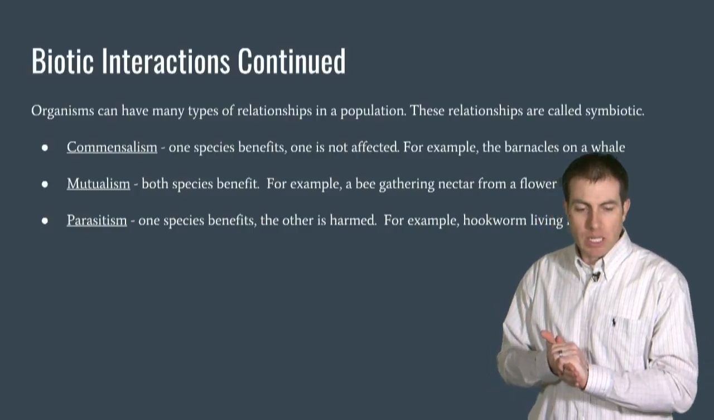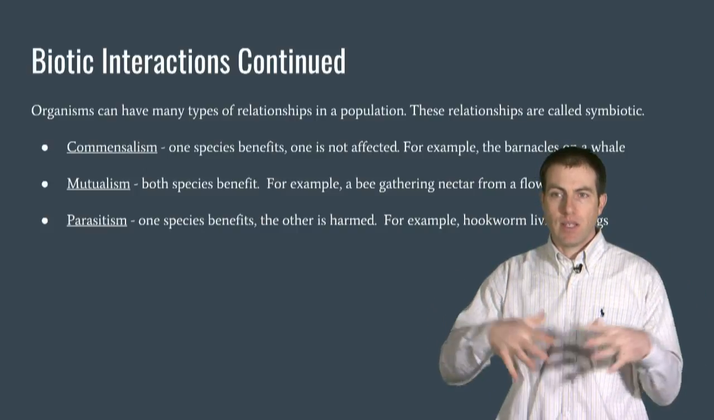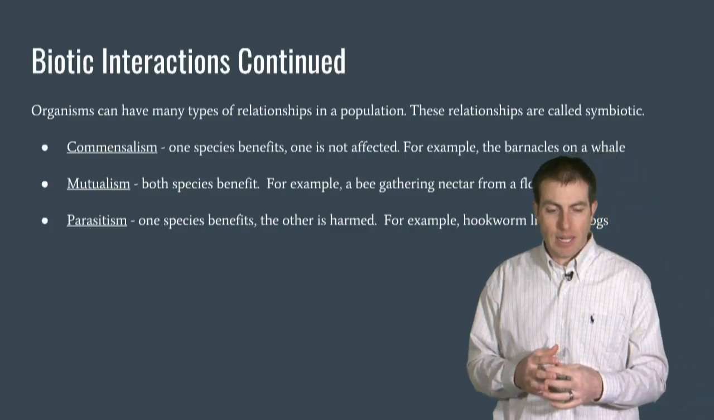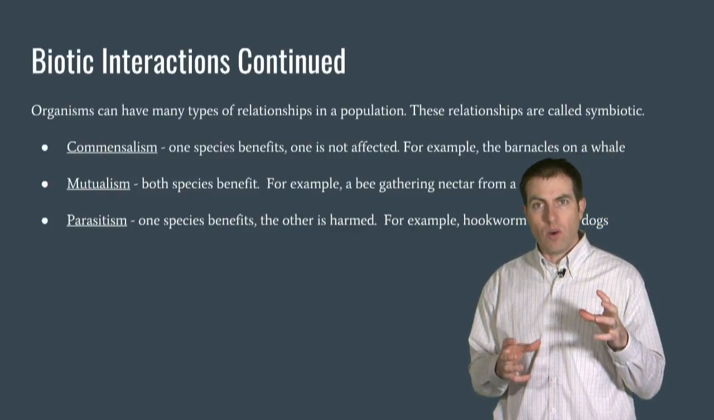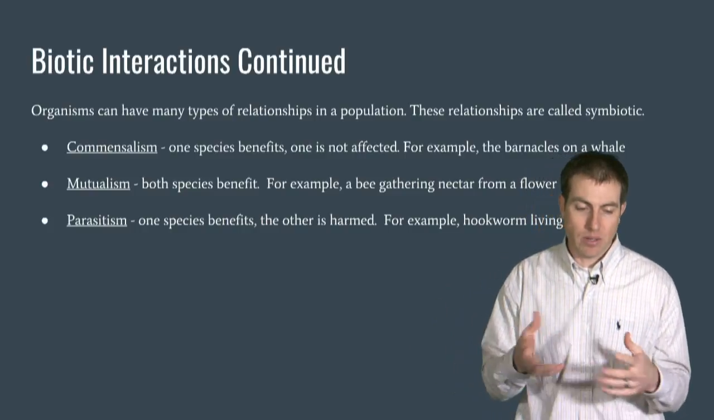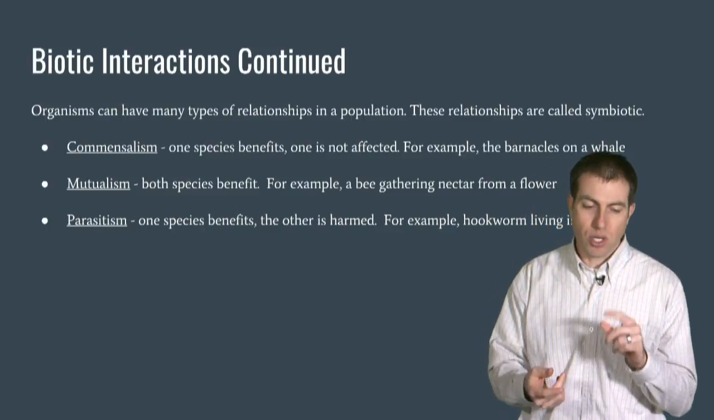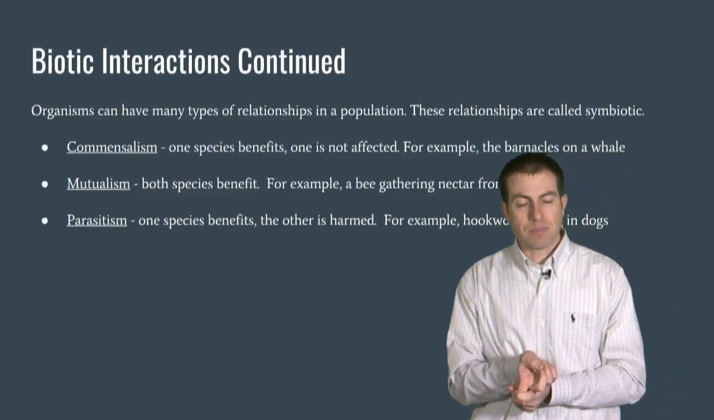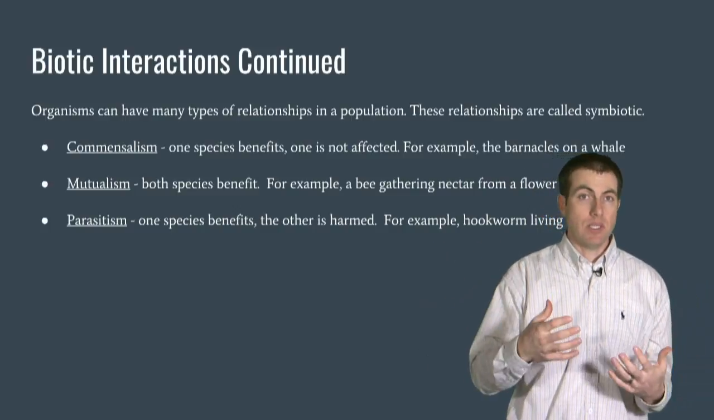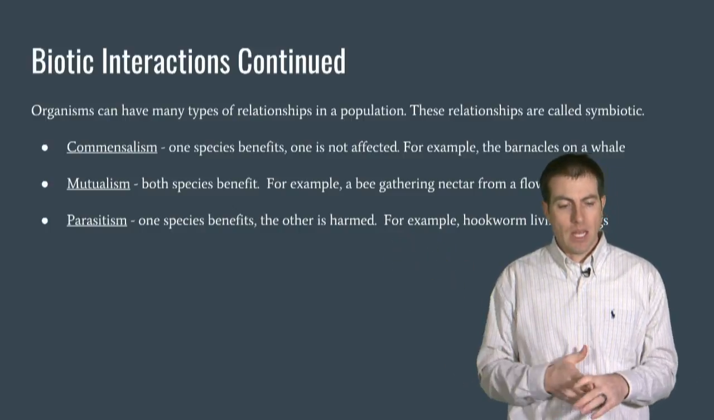So organisms can have many types of relationships in a population. So we have a population of humans in Kelowna or wherever you live. Humans can interact with other species, and other species can interact with one another, and we can define their interactions into kind of three categories. So commensalism is an interaction where one species gets some sort of benefit and the other species isn't harmed, but it isn't helped. So one just doesn't care and one gets a benefit.